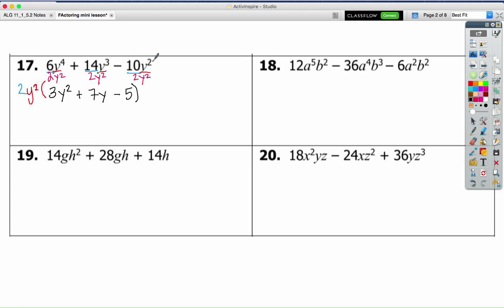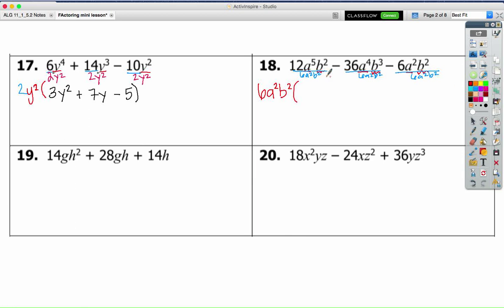So question number 18, we have 12, 36, and 6, so we know that we can pull out at least a 6. A to the fifth, a to the fourth, a to the second. There's an a with all three of them, so we'll take the smallest exponent of 2. B to the second, b to the third, b to the second. So there's a b with all three terms, so we can take out a b to the second power. We will then find what's left by dividing each term by the GCF of 6a squared b squared. That's what we're doing to find what's left in the parentheses.